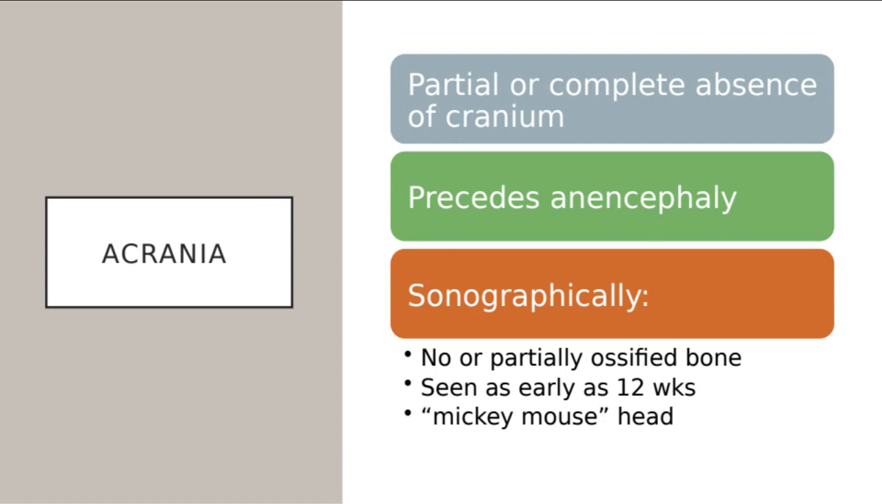So acrania, we don't have the normal cranial bones that we should. On ultrasound, this is going to be known as our Mickey Mouse head or Mickey Mouse sign. We can see this as early as 12 weeks. Remember, those bones are going to start to develop really early on. Ossification happens very early. So we're not going to be able to see any of those cranial bones in that baby's head like we should.